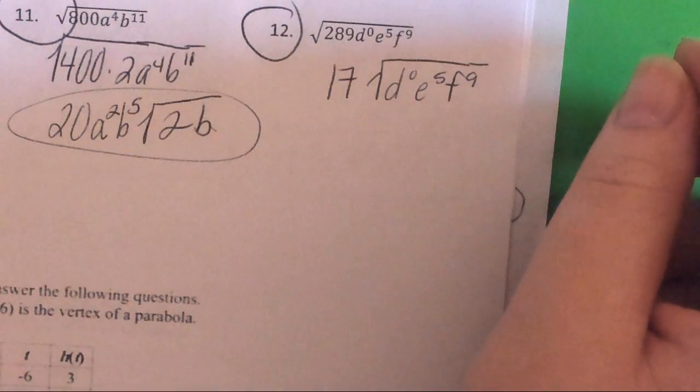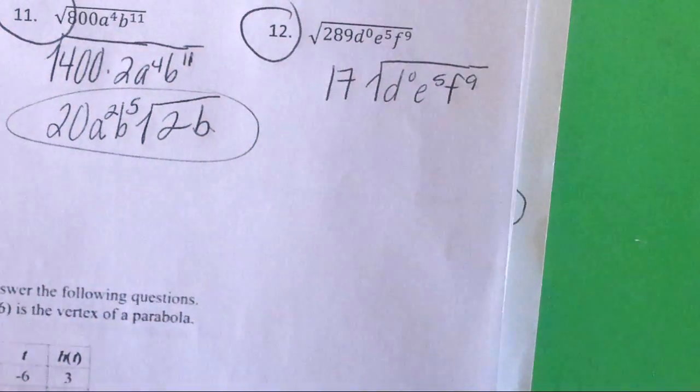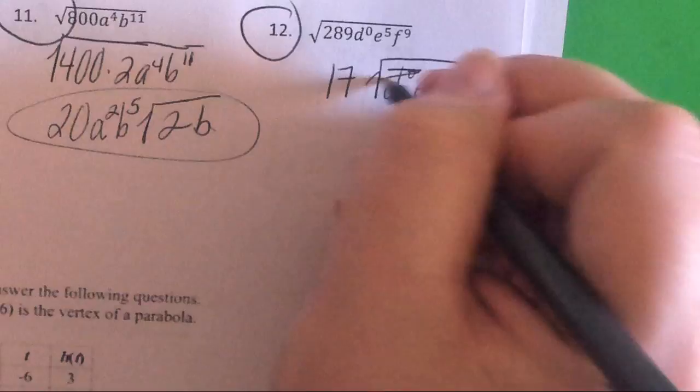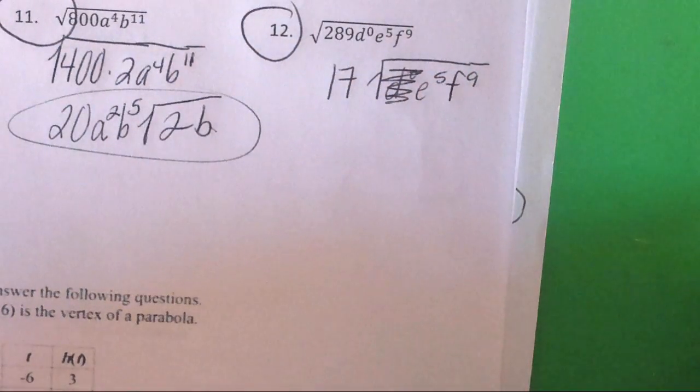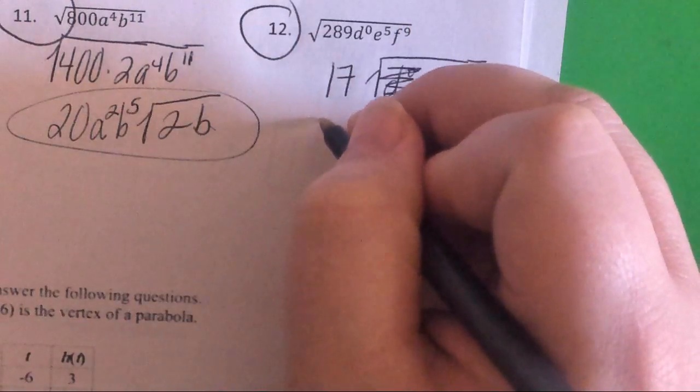But if it was 0, then the entire answer would be 0. Anything to the 0 power is 1, and we don't bother to write ones. So there's no need for that d to the 0. It's literally there just to see if you know your rules of exponents. Okay, so d's gone. Now to just deal with the e's and f's.